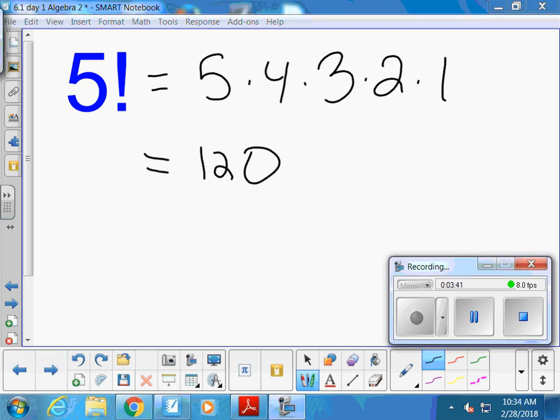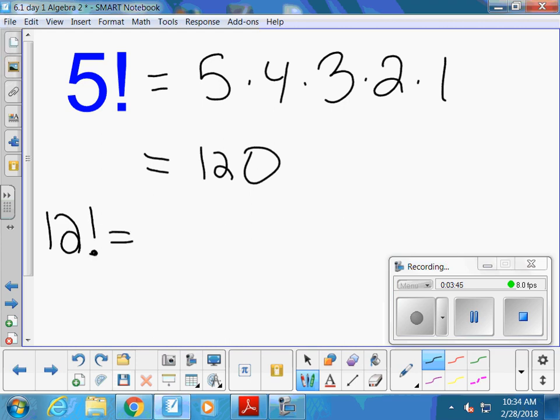All right, so let's talk about where the factorial button is located. Let's try a new problem, maybe 12 factorial. So you're going to hit 12 first in your calculator. Then you're going to hit the math button. It's in the math menu. I hit the left arrow to get to the PRB menu. Depending on what calculator you have, if you have a color calculator, I think you have to hit the left arrow twice. But then it should be the 4th choice down. Looks like an exclamation point.